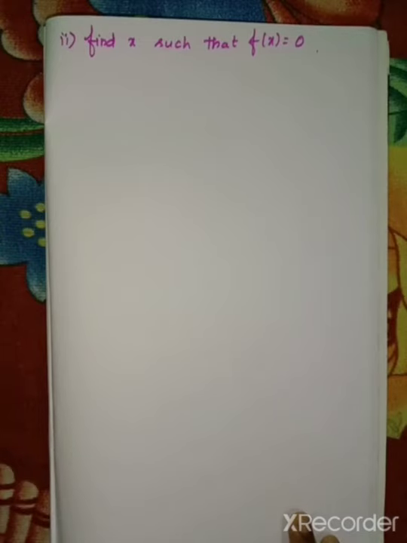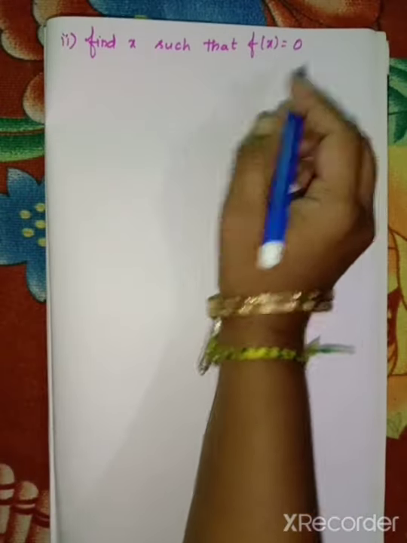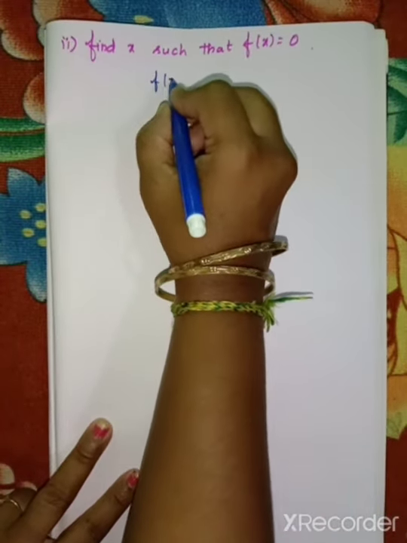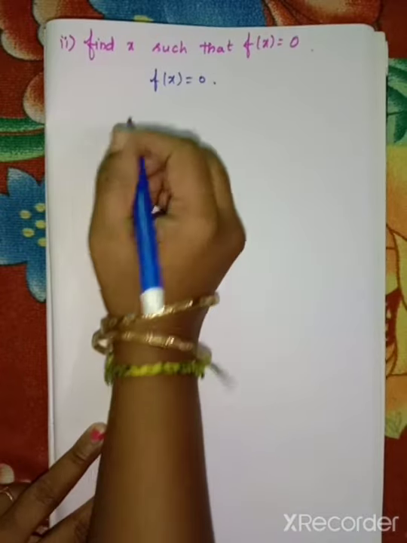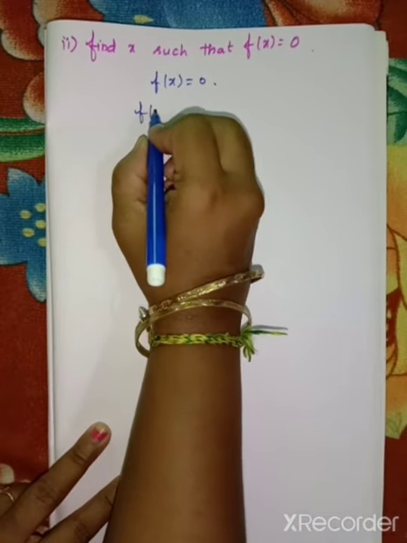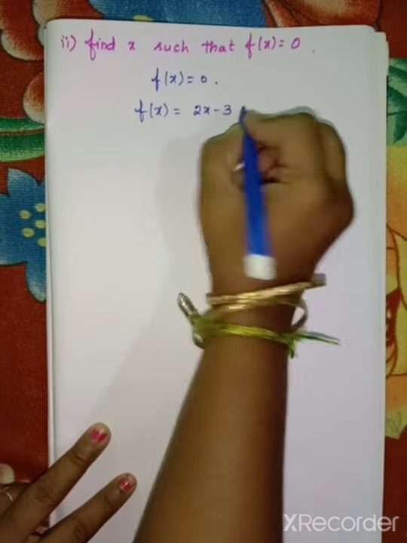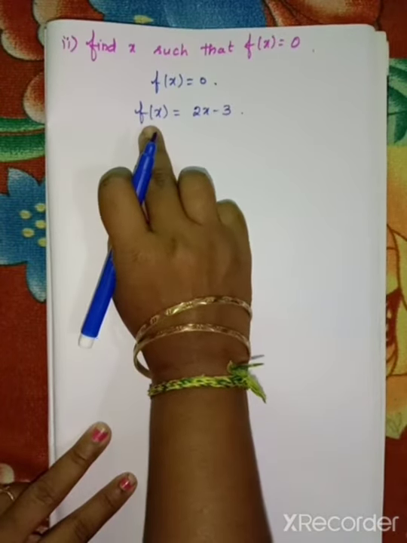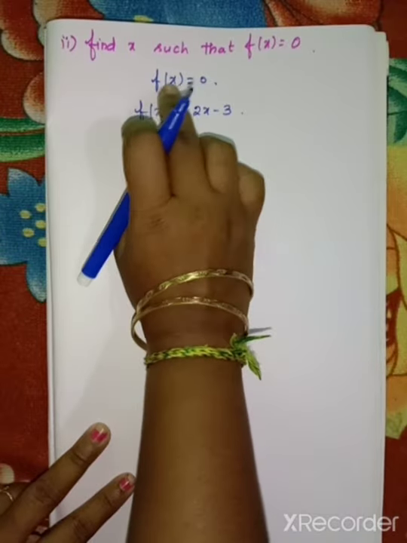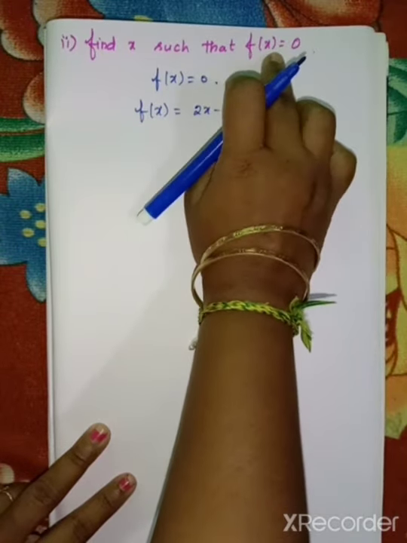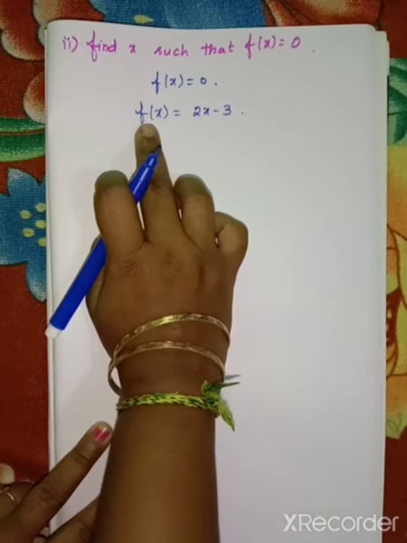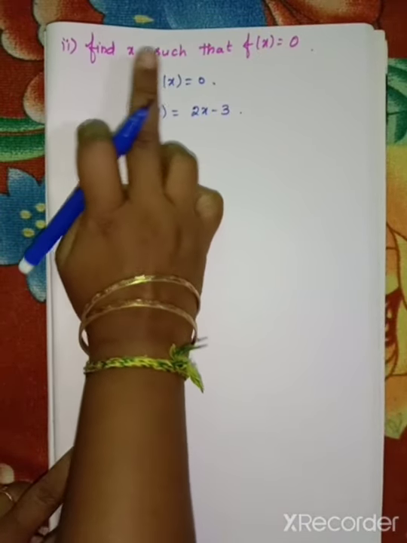Second subdivision, find the x such that f of x equal to 0. Here we want to find the value of x. The condition is f of x equal to 0, but in the question itself they have given f of x equal to 2x minus 3. So in place of f of x we have to substitute 0, because the condition is given f of x equal to 0. If it is 0, what is the value for x?